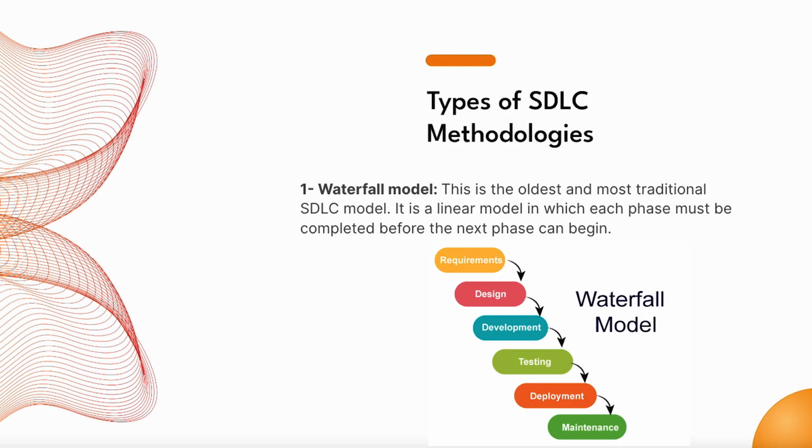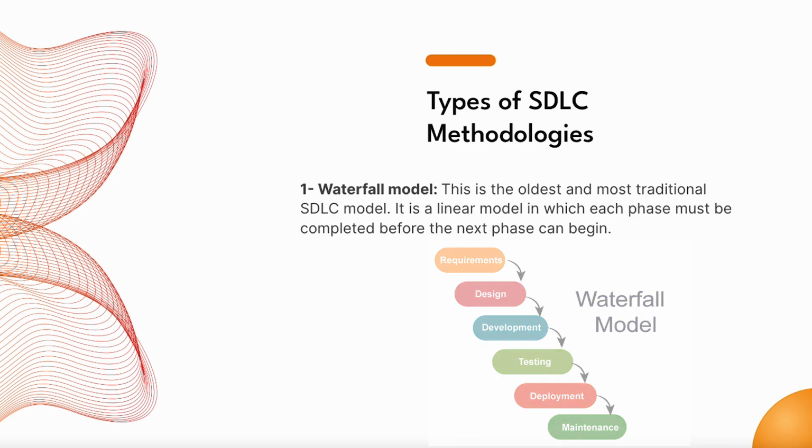It is a linear model in which each phase must be completed before the next phase can begin, which means that the first phase, which is the planning phase, must be completed. Then after, requirement gathering must be completed. Then after, developers must go into implementation. It must be completed. Then hosting. And so each stage must be completed before the next stage can start.